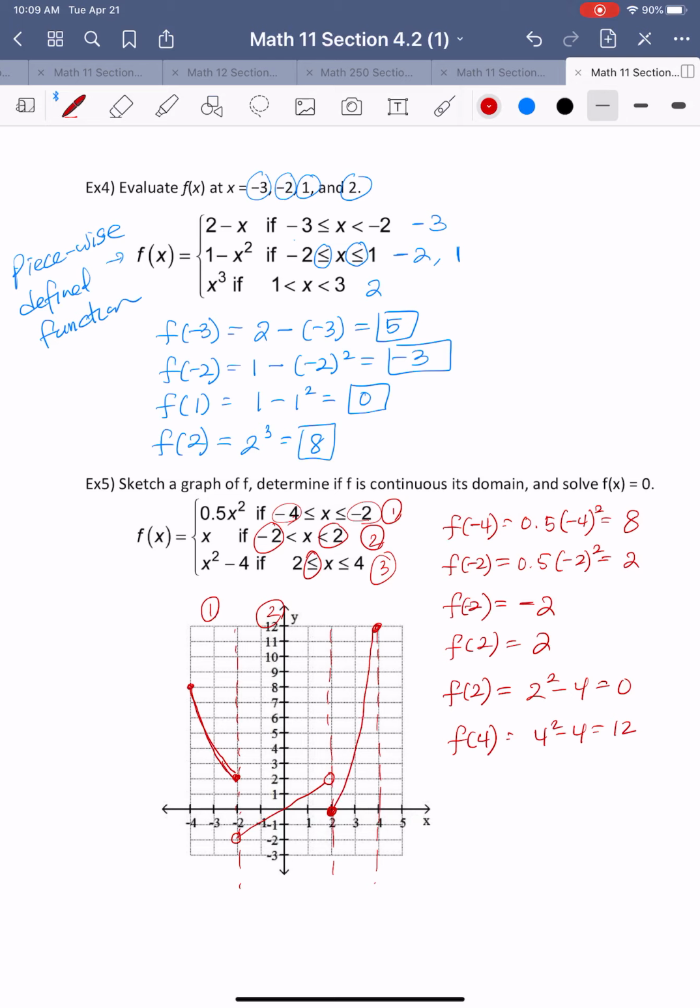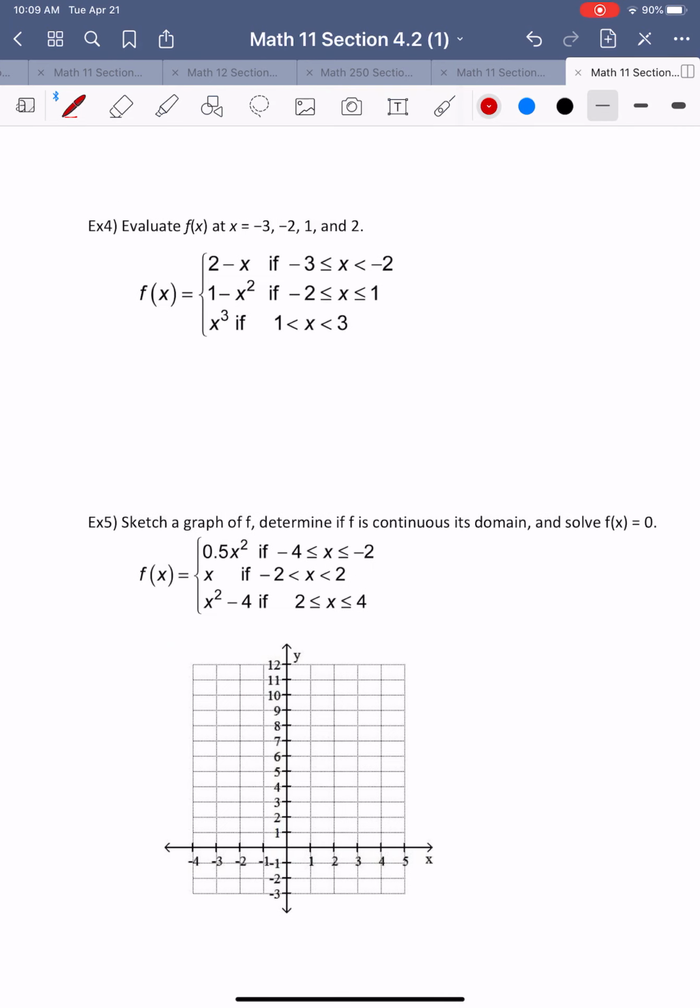Okay, it's curved. And then it's also asking for f of x equal to 0, which means where are the zeros? Which value of x makes f of x equal to 0? So x equals 0 and 2. Okay, so these are the solutions. Alrighty? Okay, let's look at the next problem.